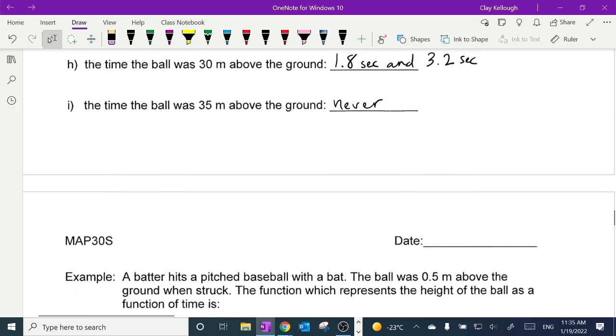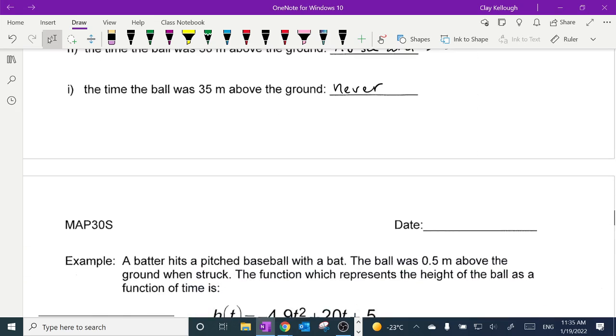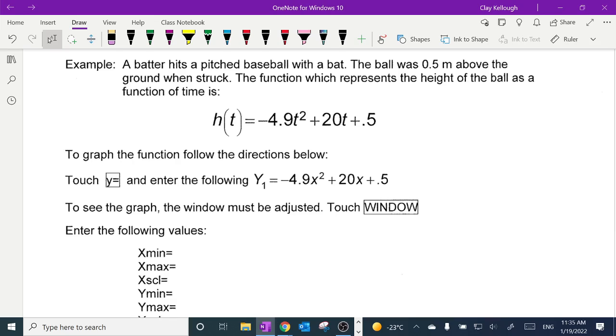Okay, so there's one where we give you a graph. We don't even give you the equation, but we ask you some questions about it. That's a pretty cool question. Here's the same type of situation, but we don't even give you a graph. We just give you an equation.